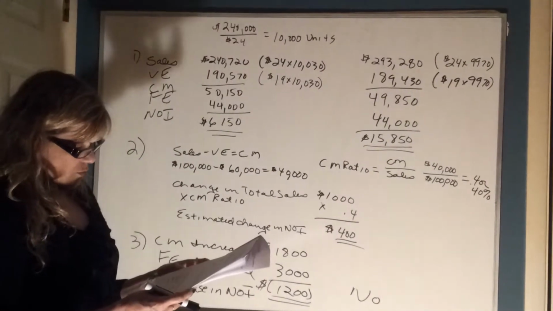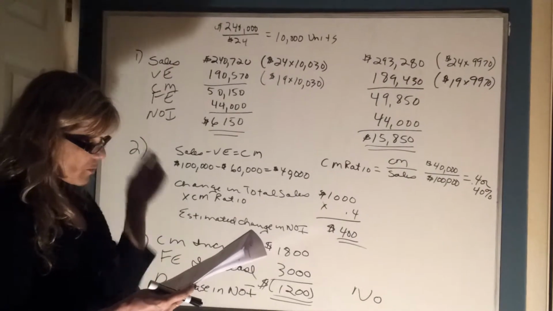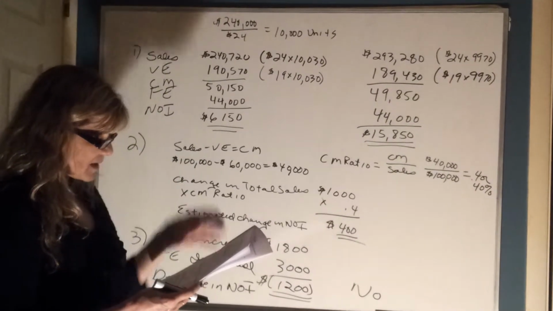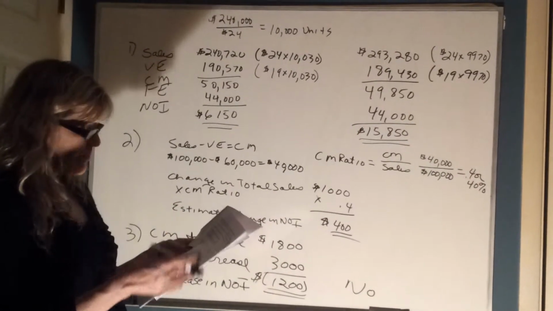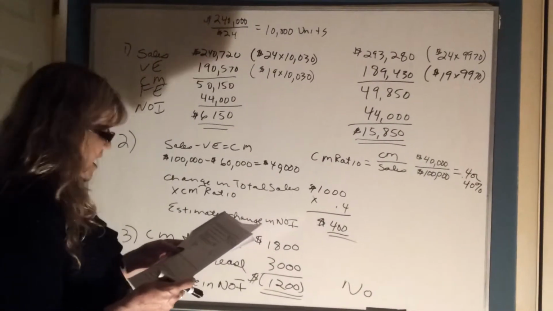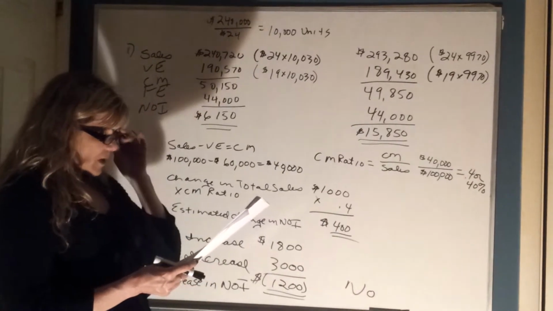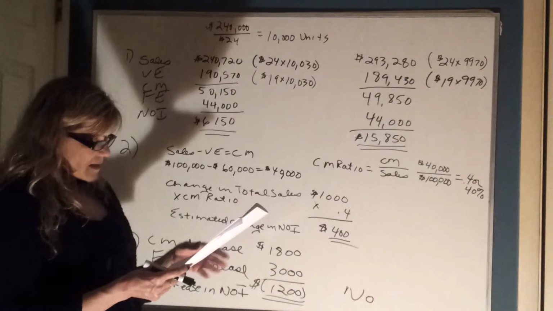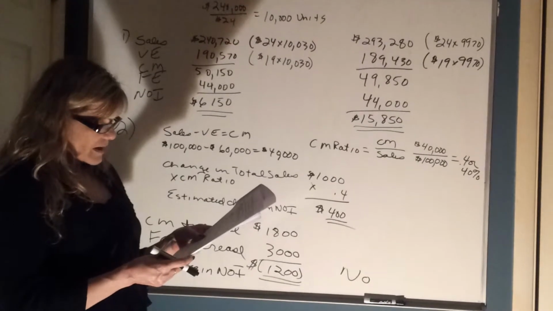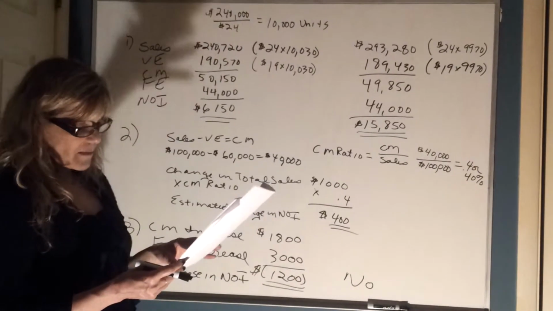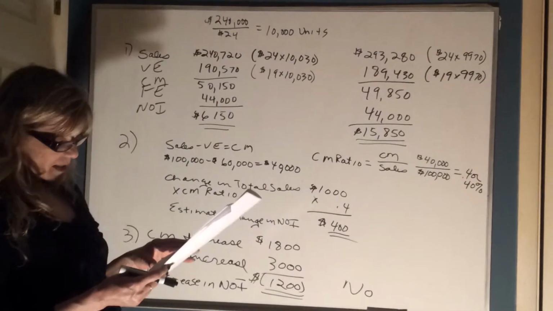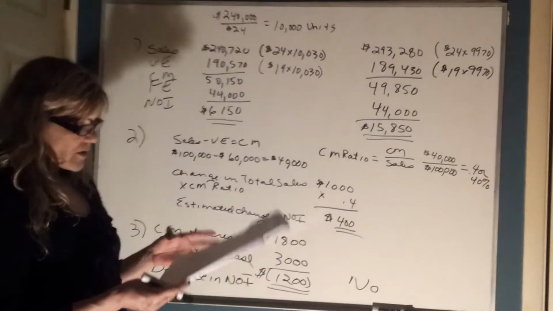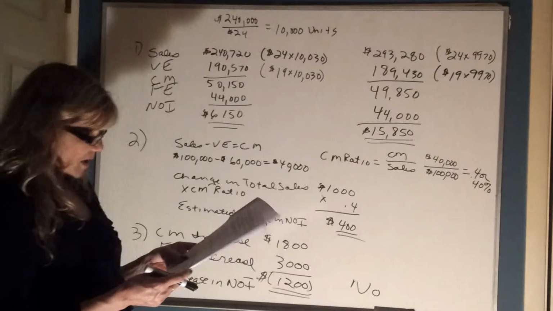And now on to number three. We're given selling price, variable expense, and contribution margin, both per unit and as a percent of sales. For Bob Company, our fixed expenses are given as 80,000, and the marketing manager believes by increasing monthly advertising by 3,000, we can increase sales by 6,000. And we want to calculate the increase or decrease in net operating income.